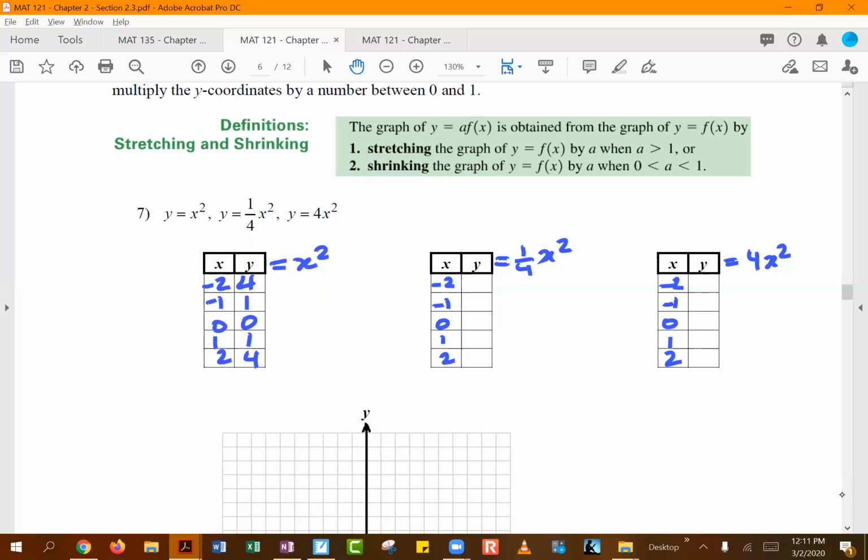You've already calculated the x squared here in the first table, right? Which means you're just taking these values and multiplying it by 1/4 to get this table, and multiplying the same values by 4 to get the last table.